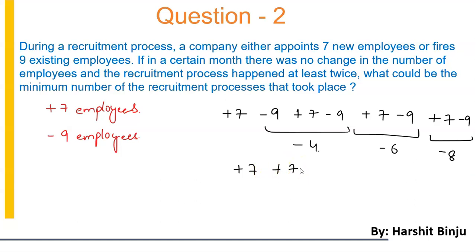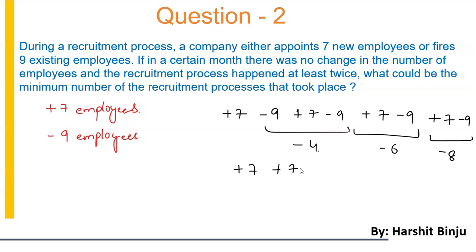I need to understand SCF and LCM in this. I want the result to be 0. If I want the result to be 0, I'm looking for a number which should be a multiple of 7 and 9.